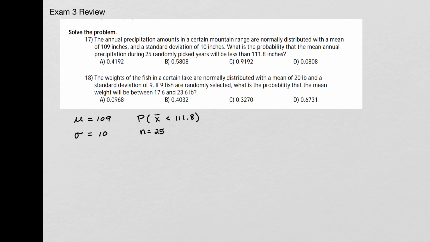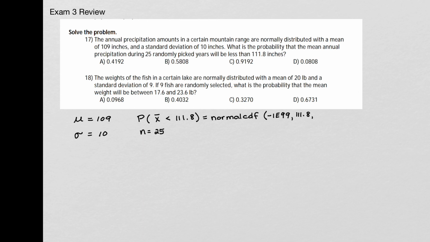So when I'm calculating a probability for a normal distribution, I use the normal CDF function. I put in my lower and upper bounds, and because we're seeing that the mean has to be less than 111.8, that means there is no lower bound, and I use negative 1e99 in place of negative infinity, because we have to have a number there. And then our upper bound is the 111.8.